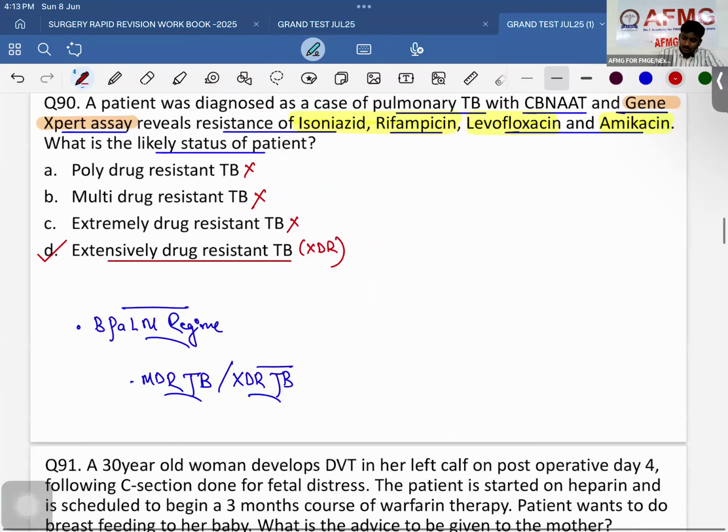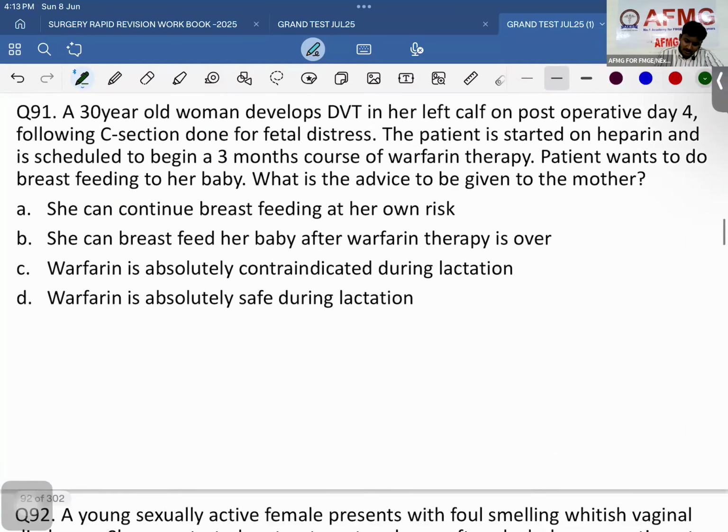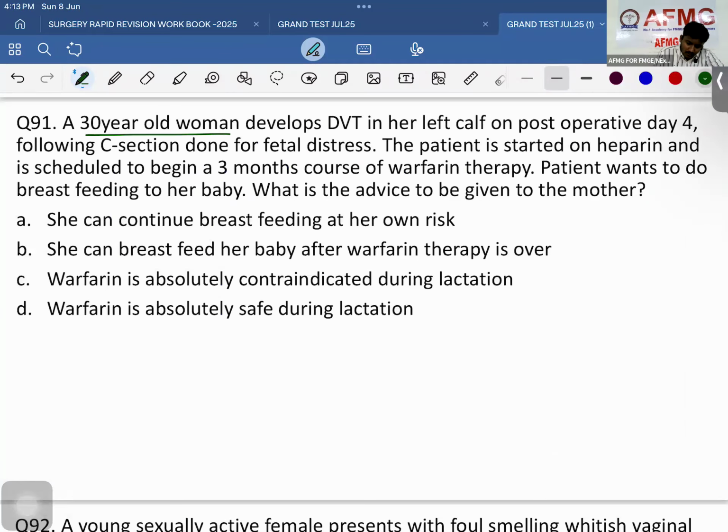Clear about? Chalo. Next important, question number 91. A 30-year-old woman develops DVT or deep venous thrombosis in her left calf on post-op day 4 following a cesarean section done for fetal distress. The patient is started on heparin and is scheduled to begin a 3-month course of warfarin therapy also. Patient wants to do breastfeeding. She wants to breastfeed the baby. What is the advice to be given to the mother?